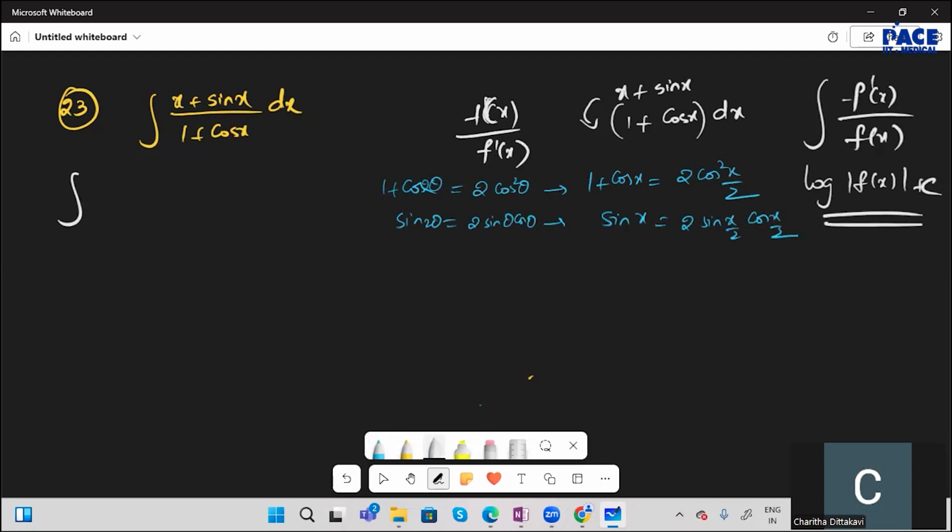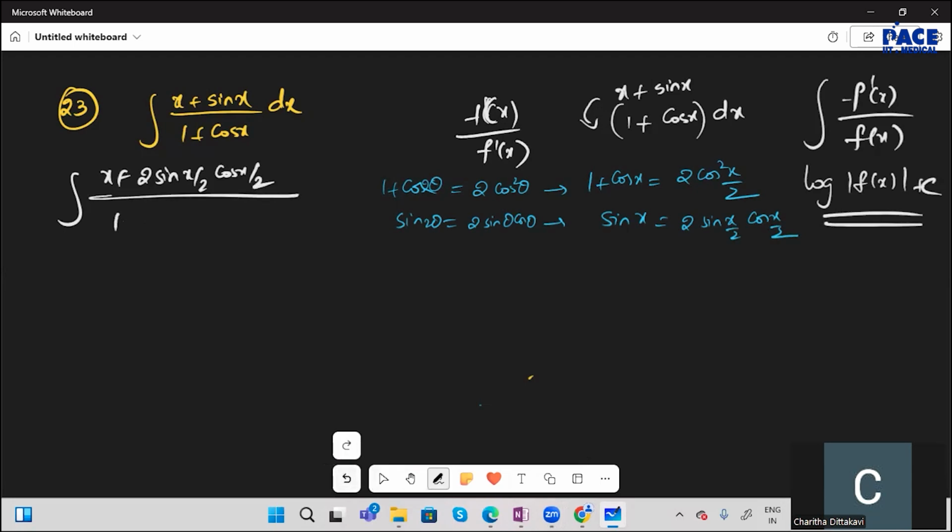So this is now x plus sine x, which is 2 sine x by 2 cos x by 2, upon 1 plus cos x, which is nothing but directly 2 cos square x by 2, dx. All right, this is what we have.